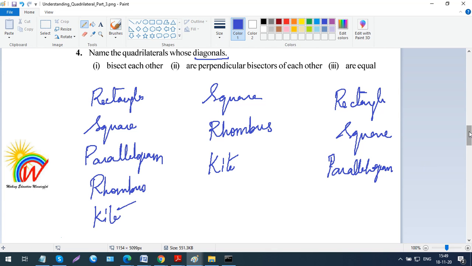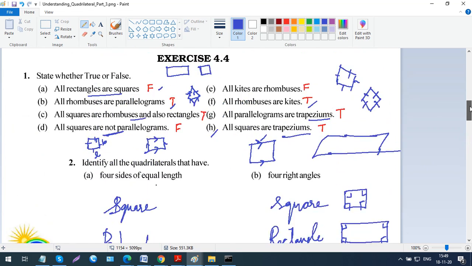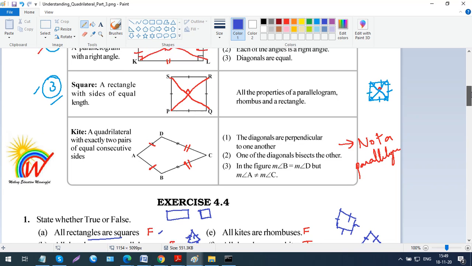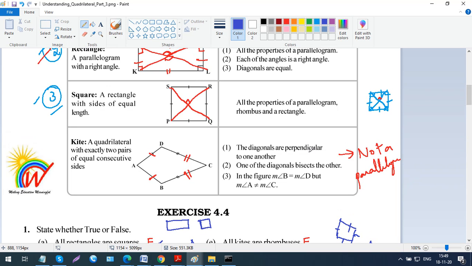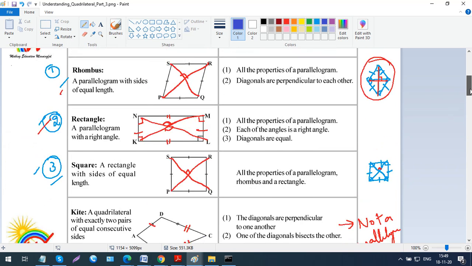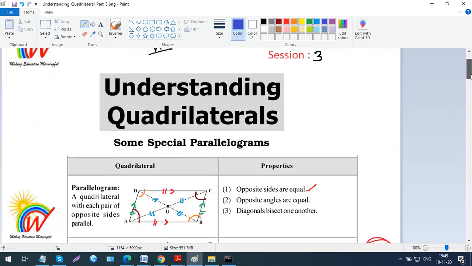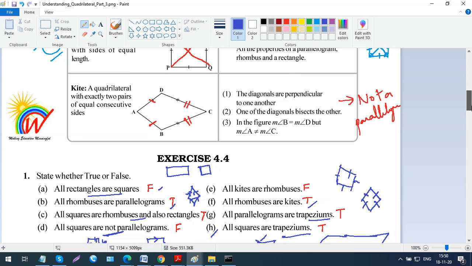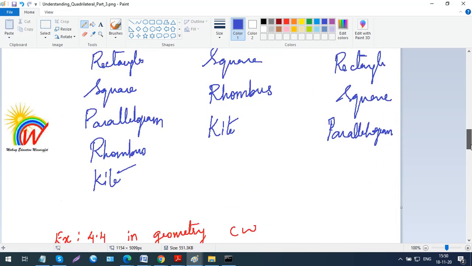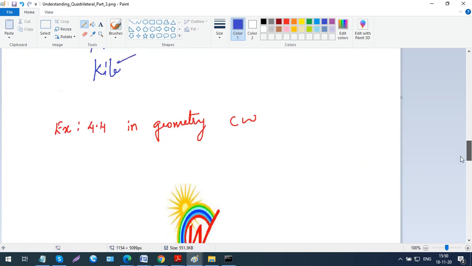Okay. All right. So that's all. You just have to write all the properties over here, the special parallelograms. Okay, that's it. So you just finish your exercise 4.4 in geometry classwork.